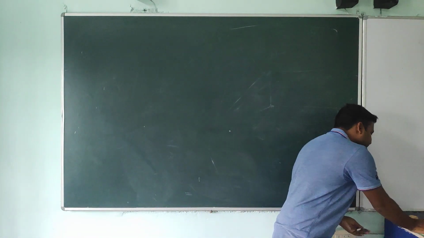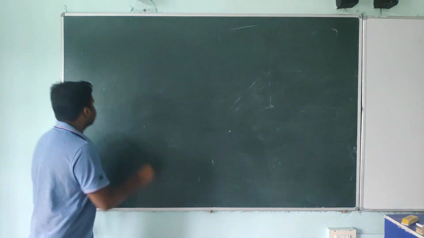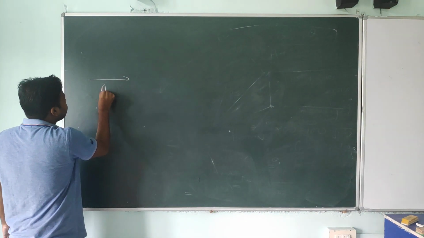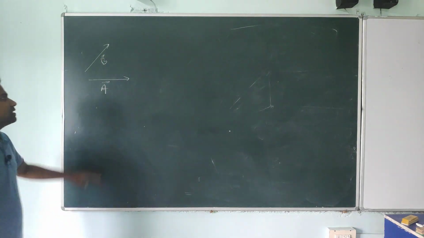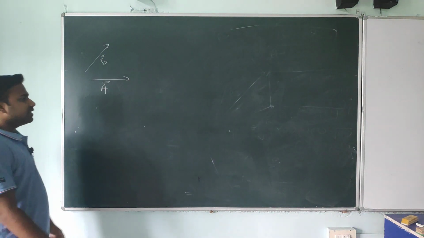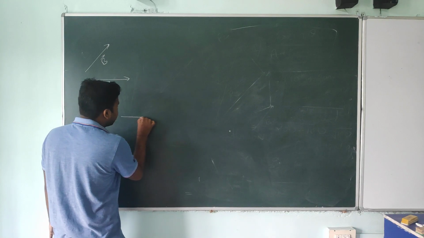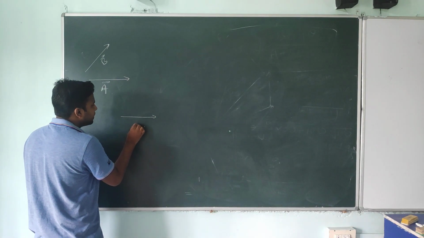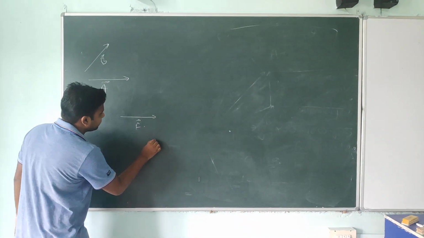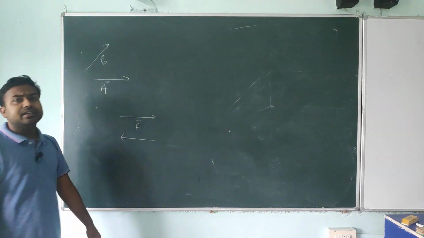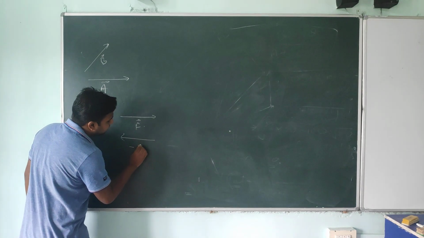Now we'll discuss how to subtract two vectors. Look at this. This one is the A vector and this one is the B vector. If any vector is given, look at this. This one is an F vector, I am assuming. And if you want to write minus F, what do you have to do? You have to take the negative of that. So this one is the minus F vector.